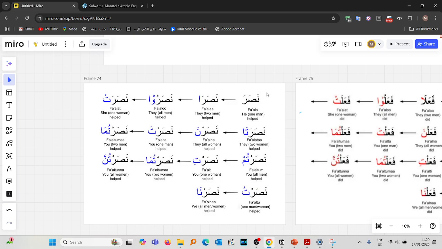So you start off by mentioning all of it. Nasara, nasara, nasaru, nasarat, nasarata, nasona, nasota, nasotuma, nasotum, nasoti, nasotuma, nasotunna, nasotu, nasona. Then you do it individually with the translation. Okay?